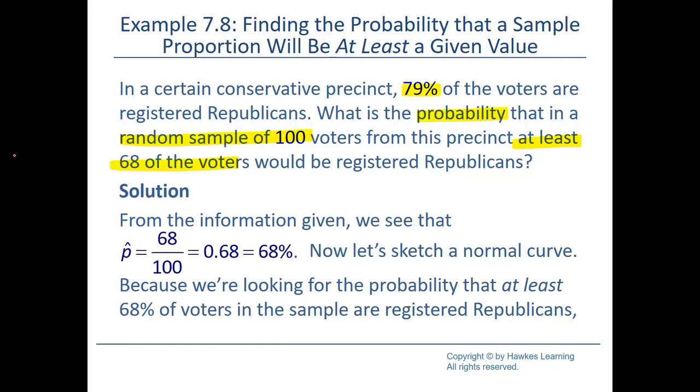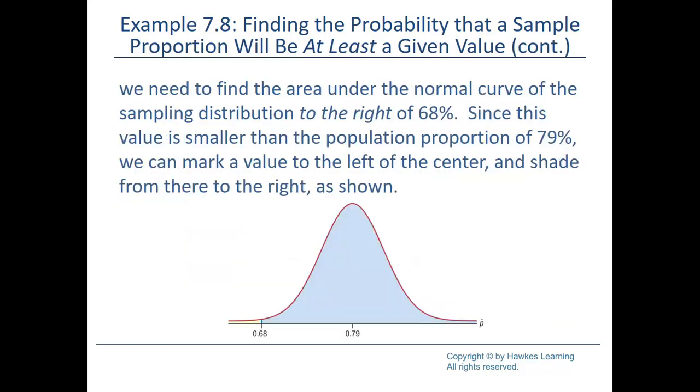Now, I'm going to sketch a normal curve because my sample size is 100 here, and since my sample size is 100, the central limit theorem will apply. We're going to look for the probability that at least 68% of those voters are registered Republicans. Now, we need to find the area under the curve. And when I said at least 68%, that means I am looking for the area under the curve of that sample distribution that is to the right of 68%.